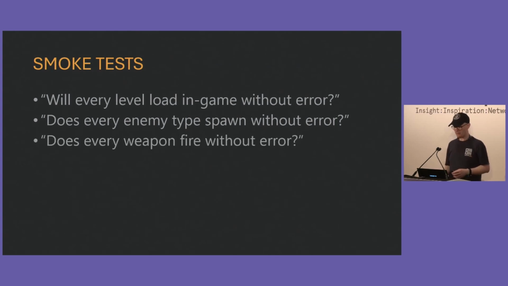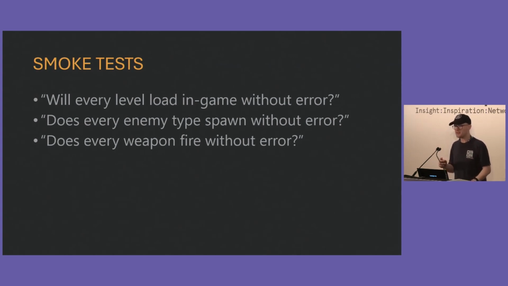Does every weapon fire without error? Are the bullets all set up correctly? Those are the type of questions it's answering. But it's a really vague question, right? We don't really know what's going to go wrong with these things. We're really just looking at the console output and saying, is there anything in there, any warnings or errors in the console output that we can fail this test based on?